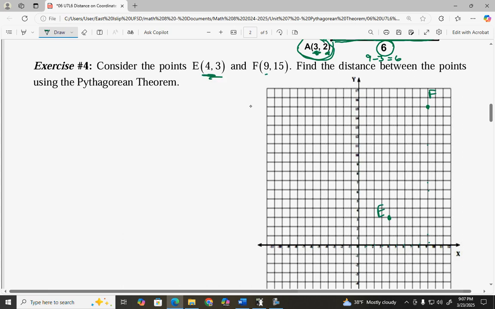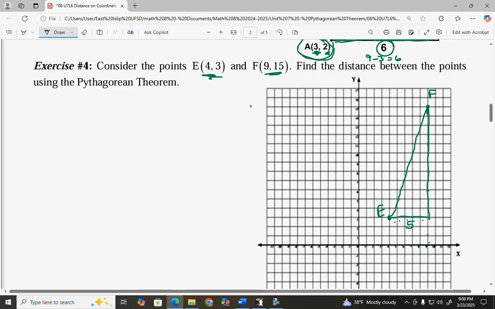So look at these points, plot them and call them point E and point F. Then connect them and you can see it's a diagonal line. When we have a diagonal line, you turn it into a right triangle. So draw a straight down line from F, draw a line straight out from E, and we have a triangle. Count the boxes.